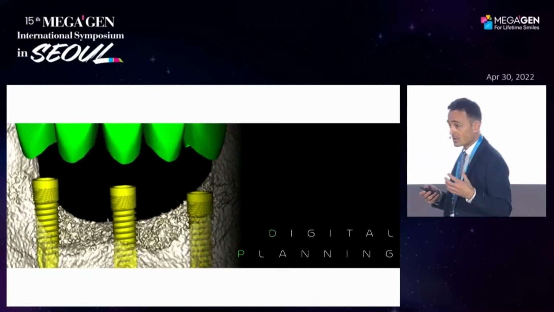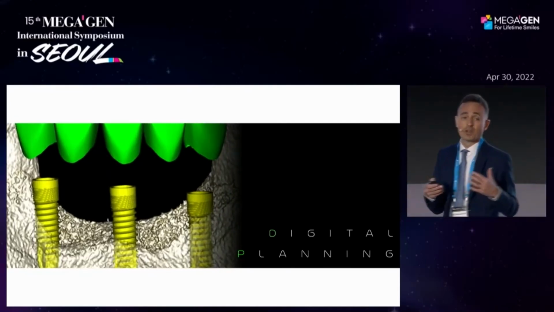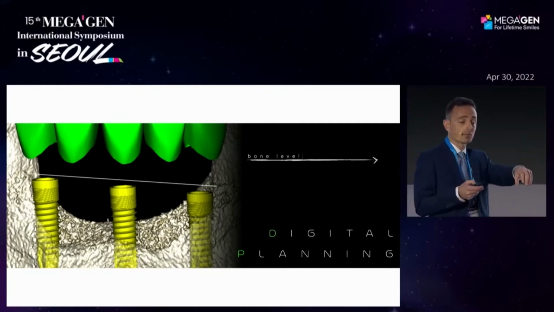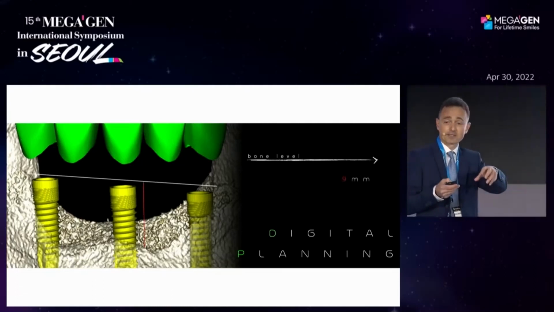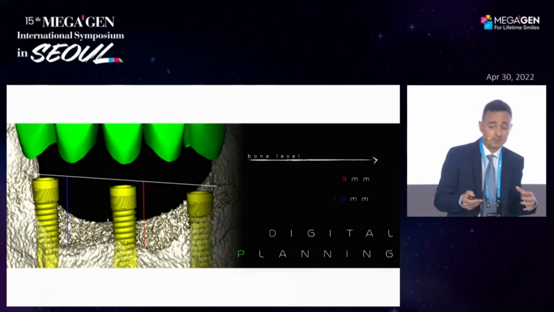And if you want to understand more about the clinical situation, now we are able also to measure everything, and what we can see is that in the central implant we need to regenerate at least 9 millimeters, and in the right one at least 1 centimeter.